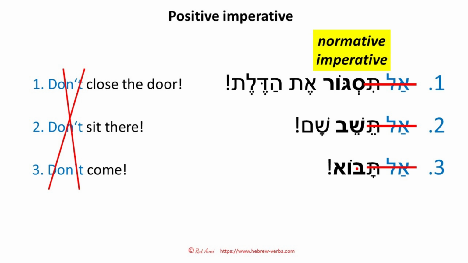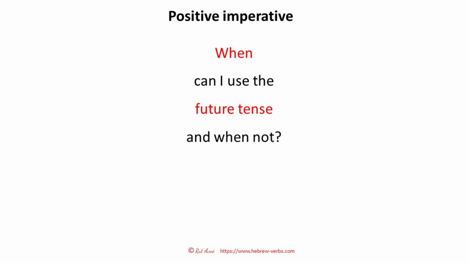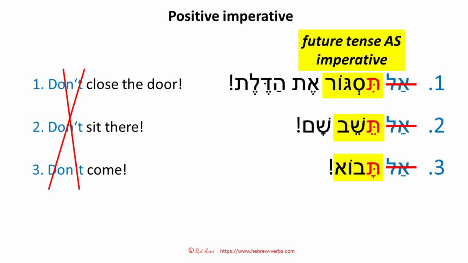Great, but now comes here the confusion. Isn't there also a possibility to use the future tense as imperative, like this one here? Well, yeah. And then it is תסגור את הדלת, תשב שם, תבוא. Careful here. It goes from בוא to תבוא. But then you might be wondering, okay, I have heard both. So when do I use which? Yeah. That is a good question.